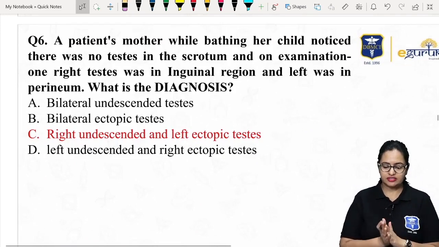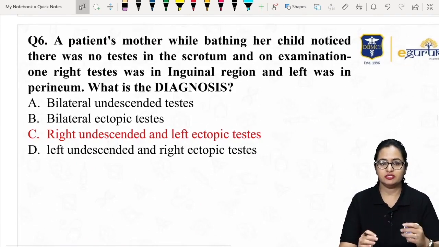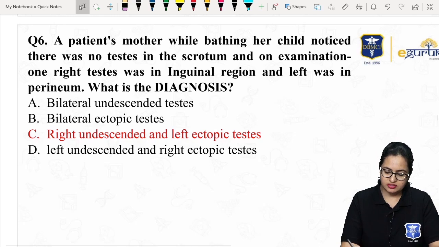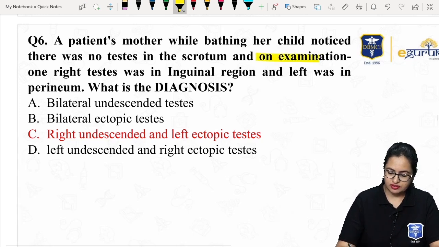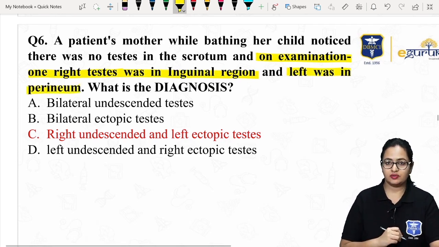Okay, now coming to this next question, it says a patient's mother, while bathing her child, noticed that there is no testis in the scrotum. On examination, now this is an important point, on the right side, the right testis was in the inguinal region, and the left was in the perineum. Now what is the diagnosis over here?